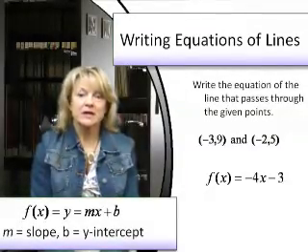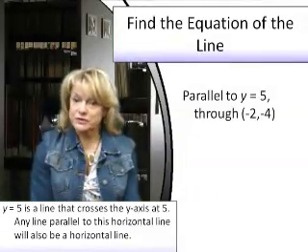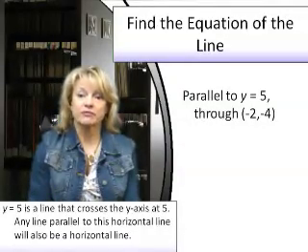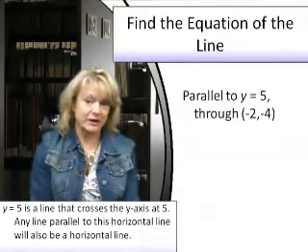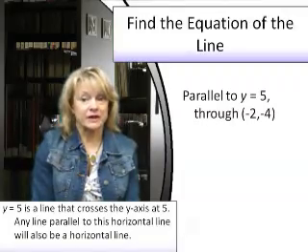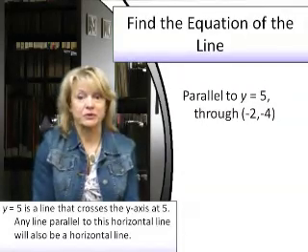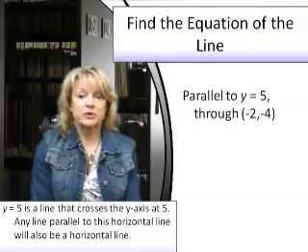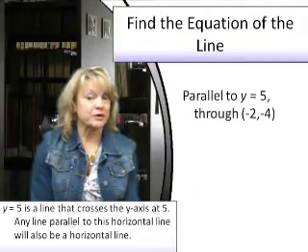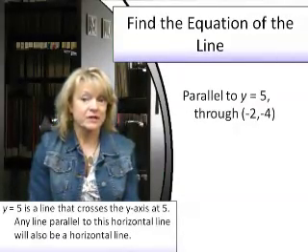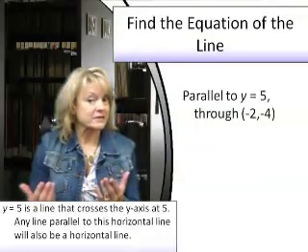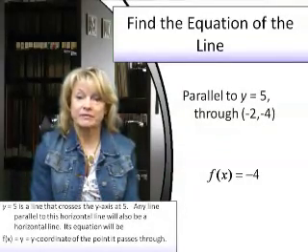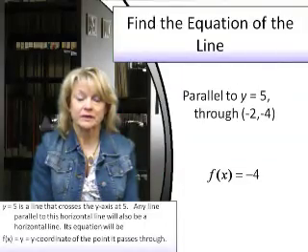On this next one, the line y equals 5 is a horizontal line that will cross the y-axis at 5. We are looking for a line that's parallel to y equals 5. Therefore, the line that we're looking for will also be horizontal and will have the same form of the equation. Since we need our horizontal line to pass through (-2, -4), our line will be crossing the y-axis at -4. The equation is y, or f of x, equals -4.